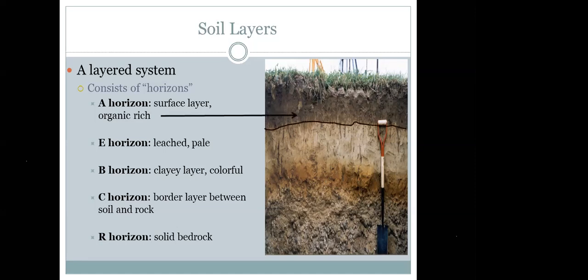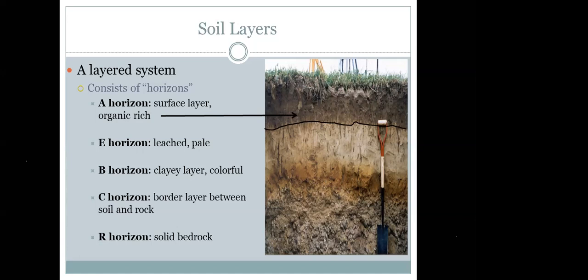Your A horizon is up at the top, and this is what we commonly refer to as topsoil. It's our first layer below the surface, and it's very rich in organic matter. You can almost always tell where the A horizon is based on its color. It's going to have this nice dark brown or black color.